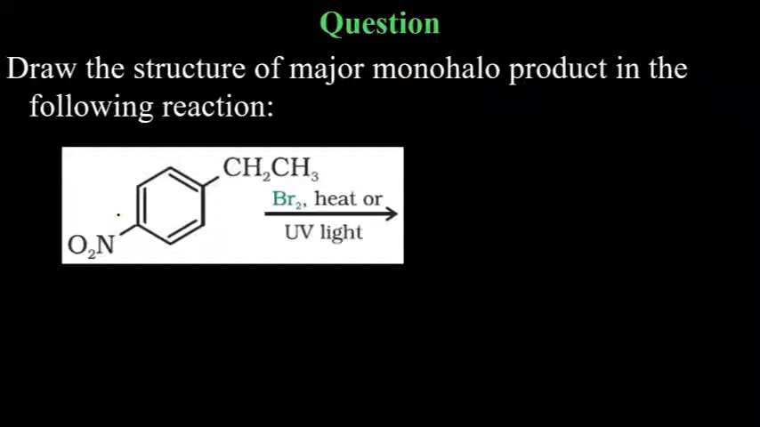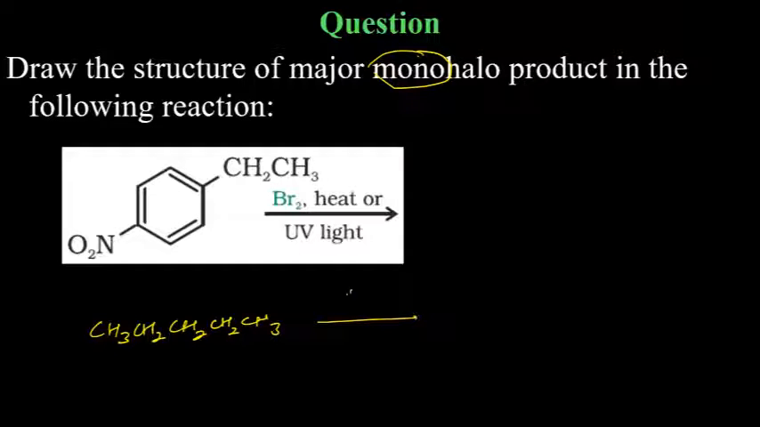Moving forward, the next question. Draw the structure of major monohalo product in the following reaction. Now, monohalo product is basically similar to what you did in case of CH3CH2CH2CH2CH3, for example. And this was UV light or heat. Then monohalo compounds were produced. So for example, CH3CH2CH2CH2CH2Cl.